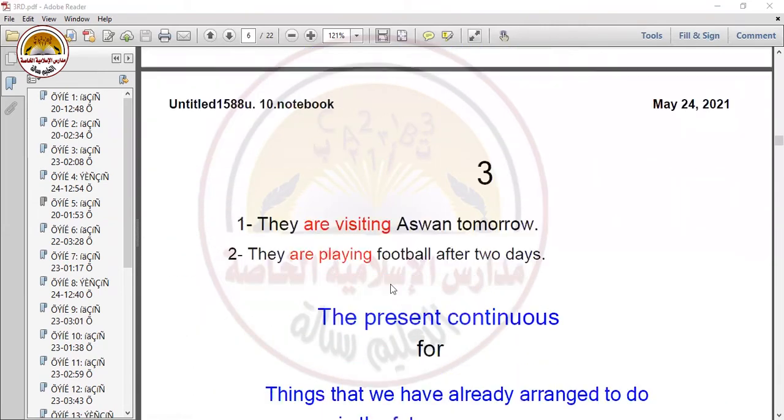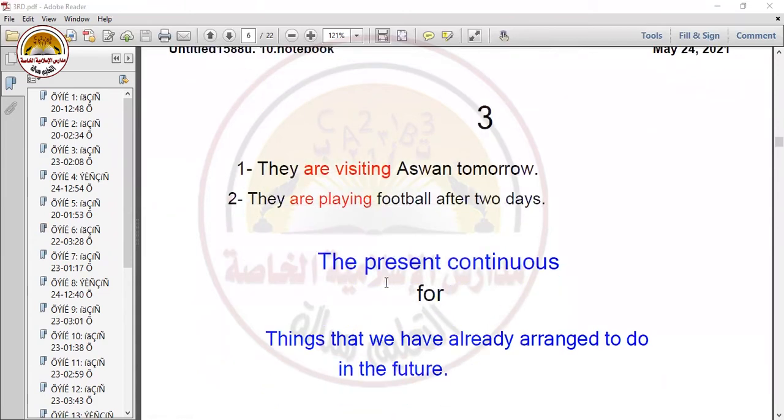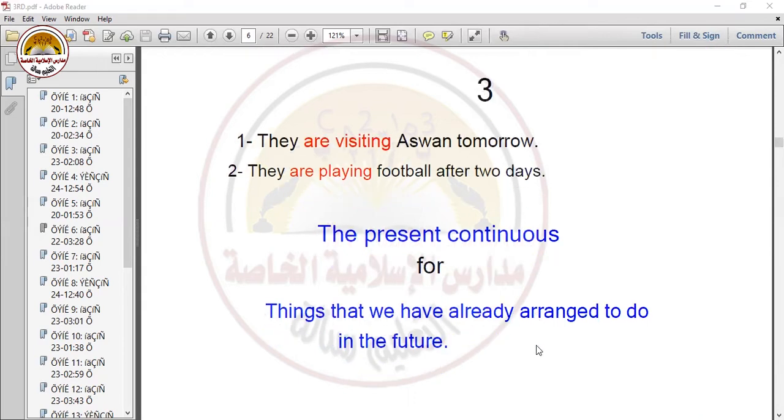We will turn to the third form. We use the present continuous to express the future. For example, example number one, they are visiting Aswan tomorrow. They are playing football after 2 days. We use the present continuous for things that we have already arranged to do in the future.